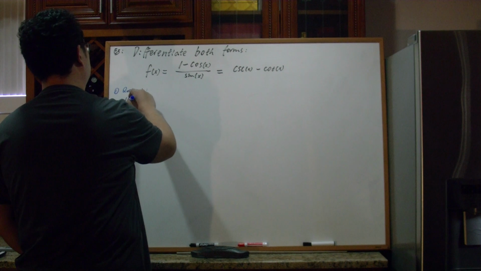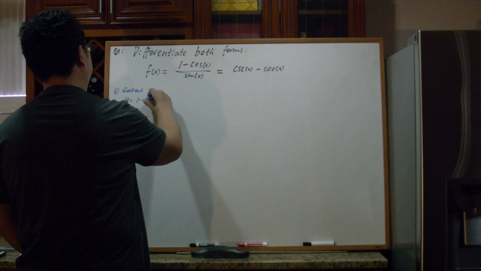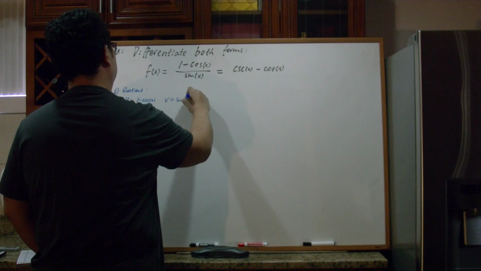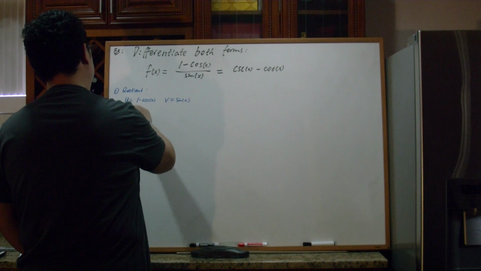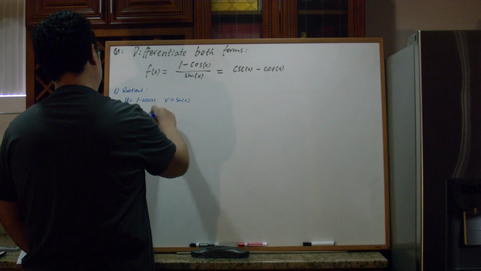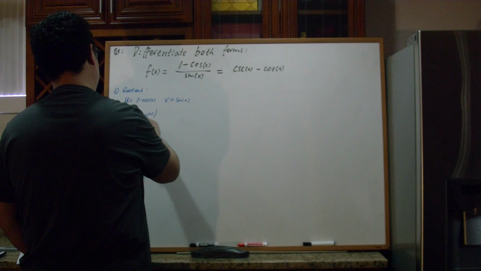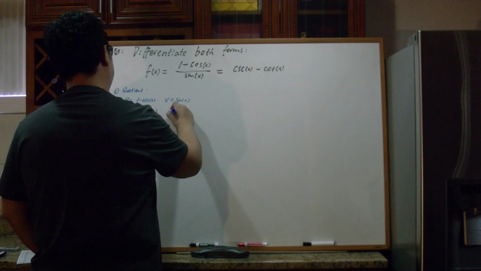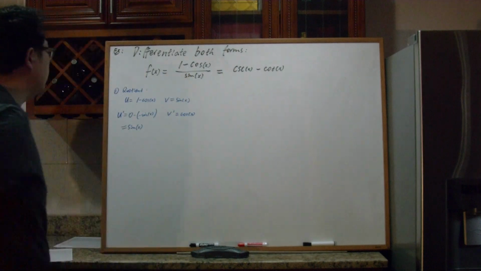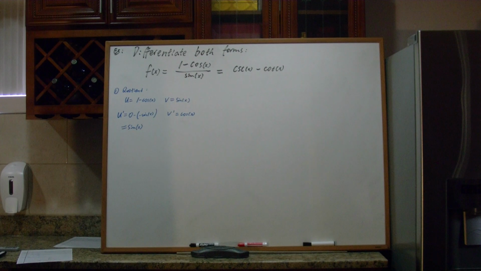We get u to be 1 minus cosine of x. v is sine of x. u prime, that's 0 minus negative sine, which is sine of x. v prime is cosine of x. Right, that's the u and the v, u prime and v prime.